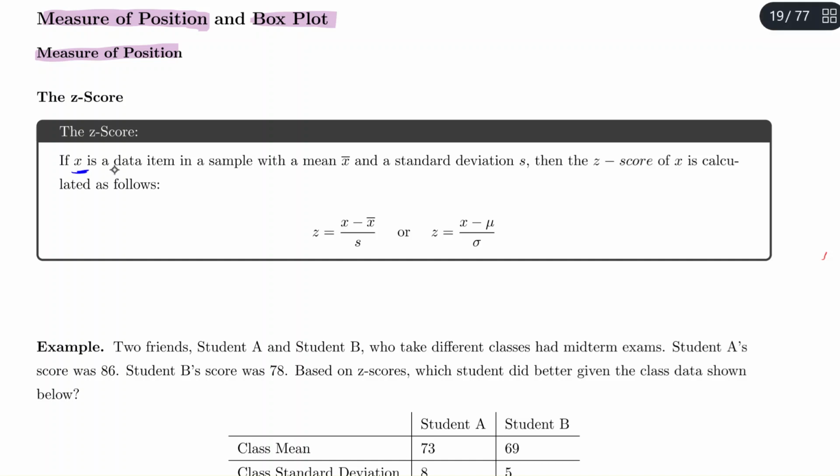If x is a data item in a sample or population with a mean of x bar and a standard deviation of s, then the z-score of x is calculated as follows. It is x minus the mean value divided by the sample standard deviation. So this z-score is for a sample. This z-score is for a population.